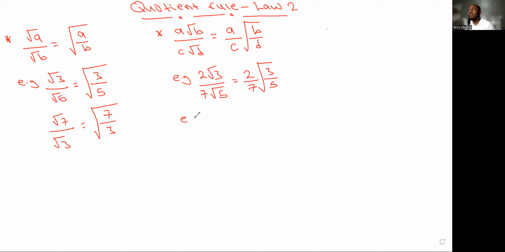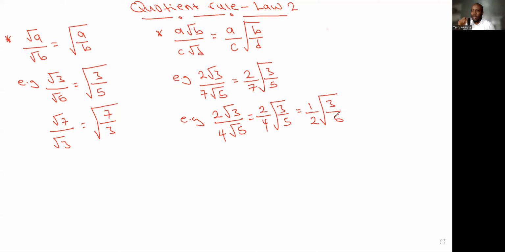Let's say we have another one, 2 root 3 divided by 4 root 5. That will give us 2 over 4, root 3 over 5, and 2 over 4 is the same thing as 1 over 2, root 3 over 5. Is that making sense? So when you're dividing two surds, you just divide them together.